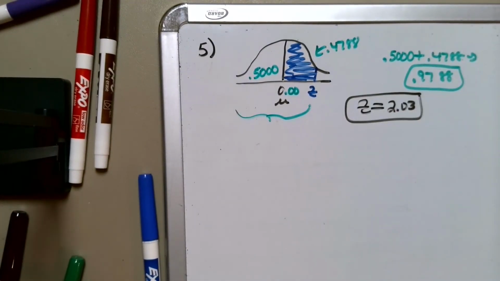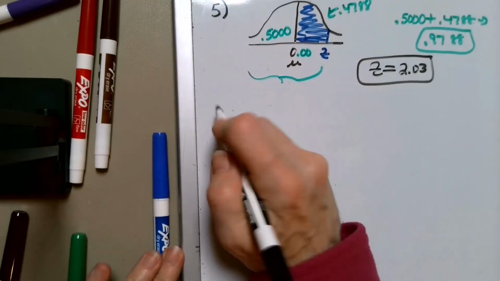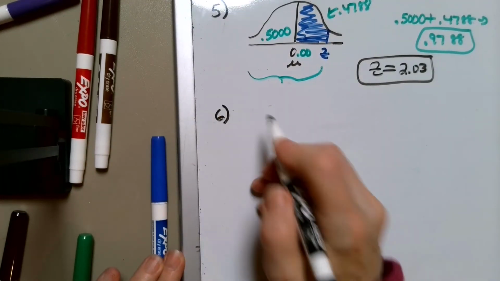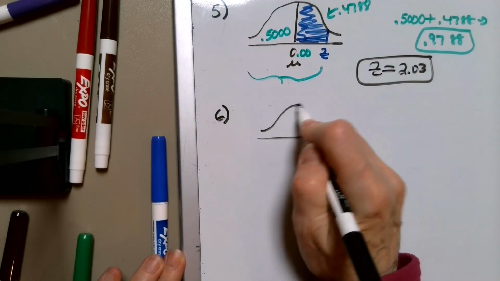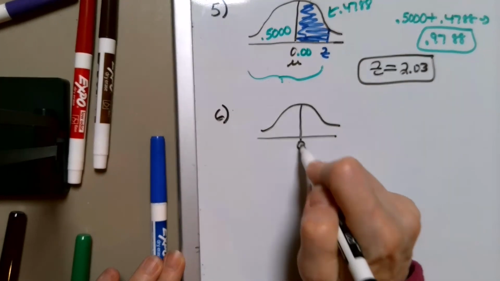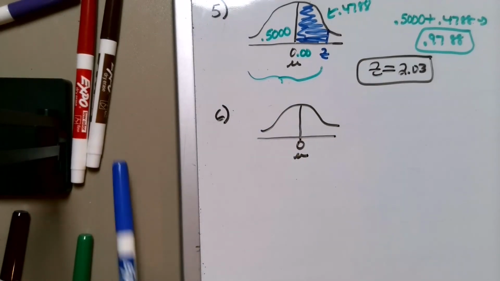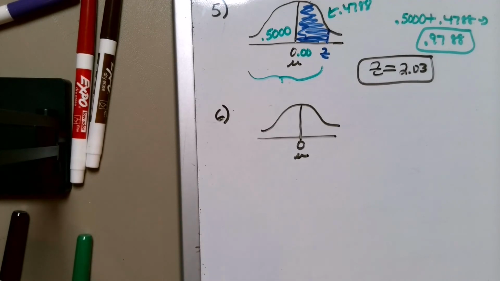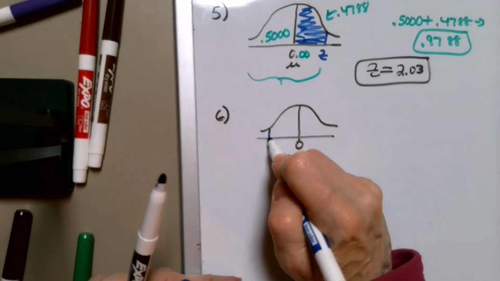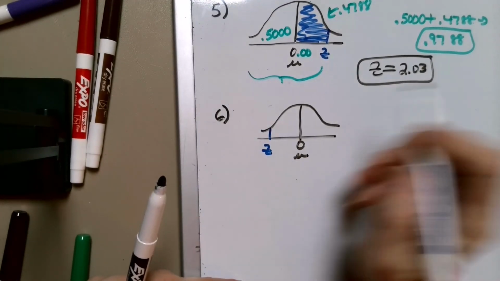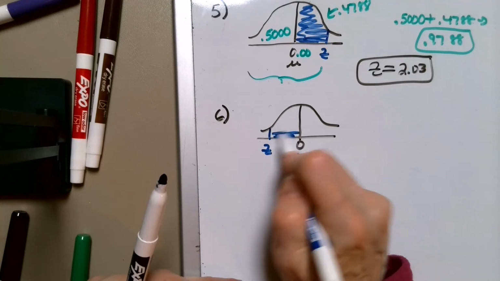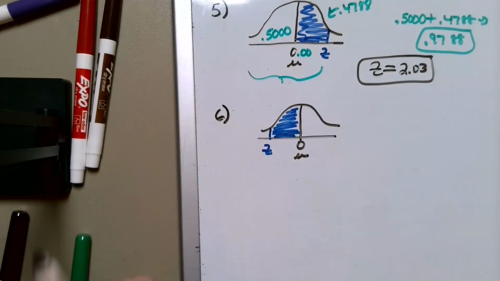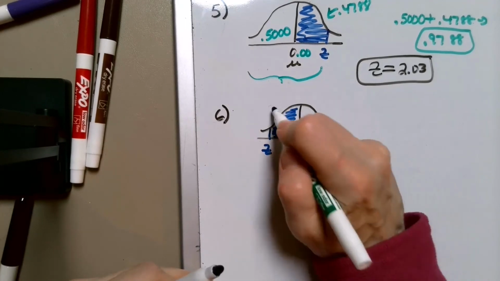Okay, time for one more. Number 6 says find the standard z value such that the area below the mean, that means to the left of the mean, and above z, that means to the right of z, is 0.3212. So this area here is what's being given.